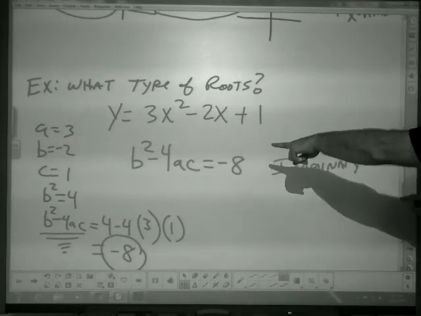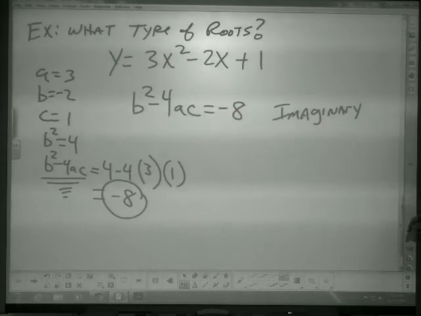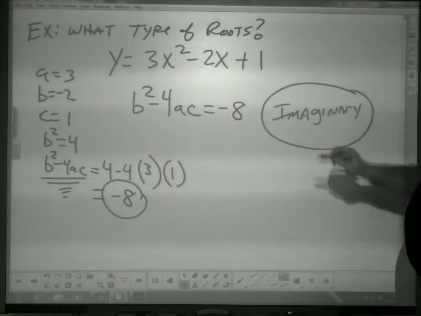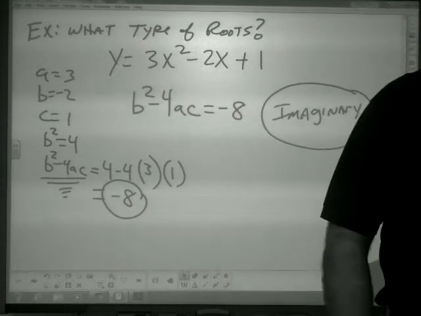If I were to graph this, the graph would not hit the x-axis. And so the question, what type of roots? I got imaginary roots. And that's it. We're going to practice that in class.